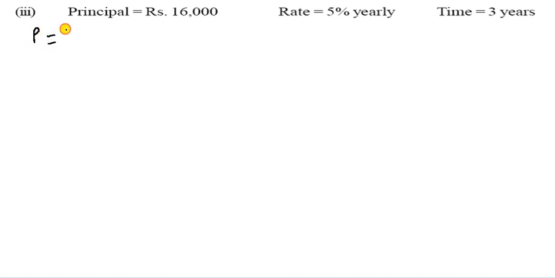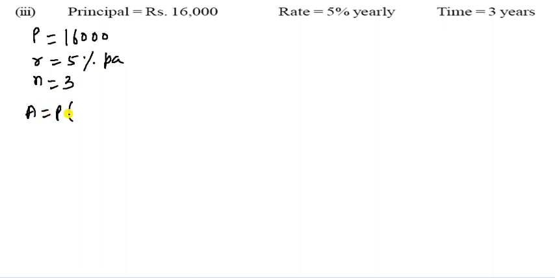So let us see the next one, that is the third. The principal is given as rupees 16,000. Rate of interest is 5% per annum or yearly, and time N is given as 3. So let us start the formula. A is equal to P times (1 plus R upon 100) whole power N. So amount we can find there, 16,000.